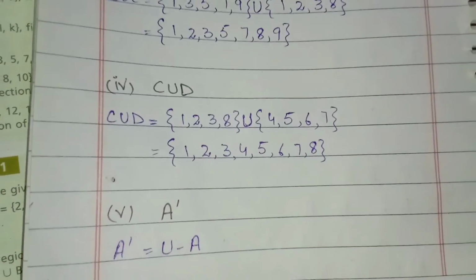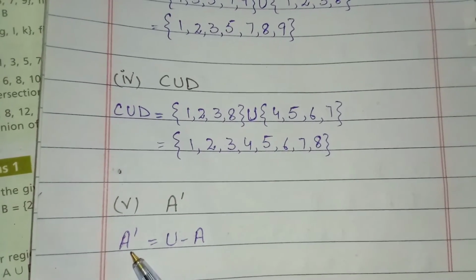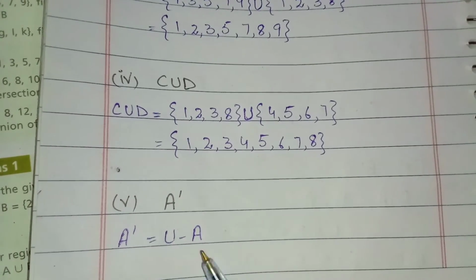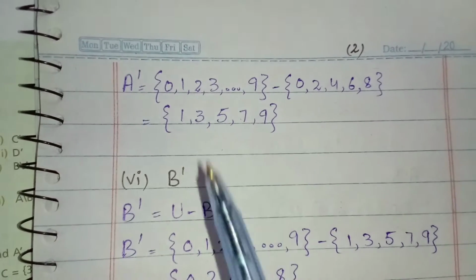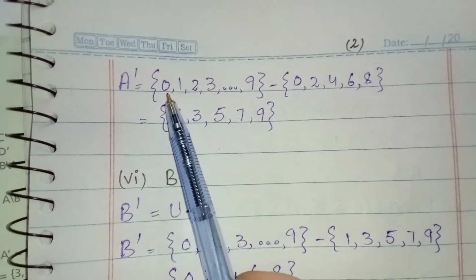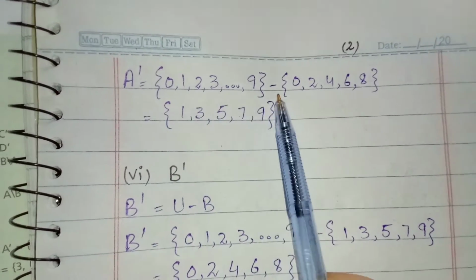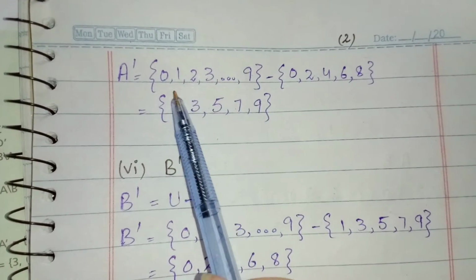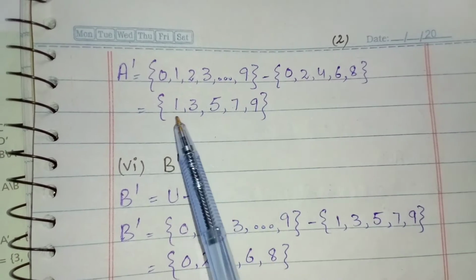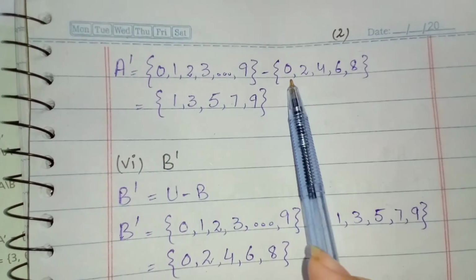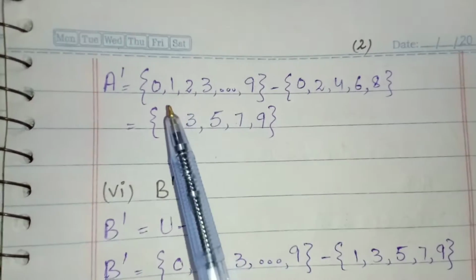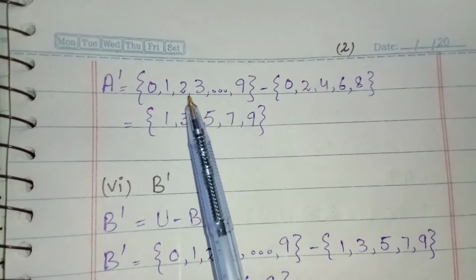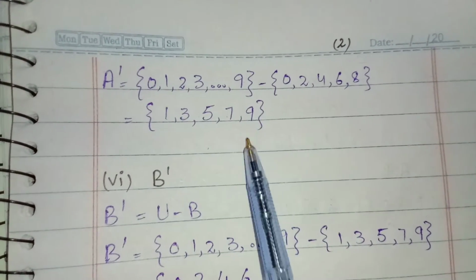Now in part number 5 we have to find A complement. As we know, A complement is equal to U minus A. So A complement is equal to the universal set 0, 1, 2, 3 and so on up to 9, minus set A, which is 0, 2, 4, 6, 8. Those elements which are contained in the first set and not in the second set form the A complement. 0 is common, so 0 is not written. So 1, 3, 5, 7, 9.